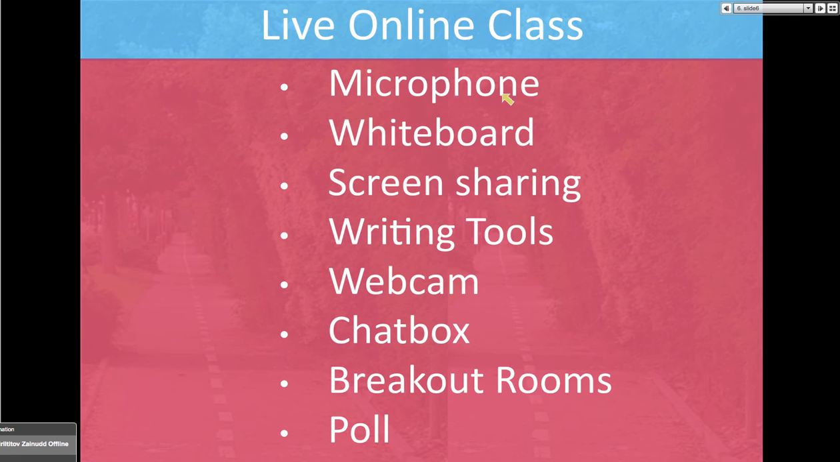So the live online class has all these features. It has a microphone. Where's my microphone? Okay, there's the microphone. It has a whiteboard, which is what you're looking at. Right now, the whiteboard has two colors, the blue and the red. There is a screen sharing apparatus that I'm going to be using in a minute. And there are writing tools. There's a webcam, which is the video, but it's called the webcam.